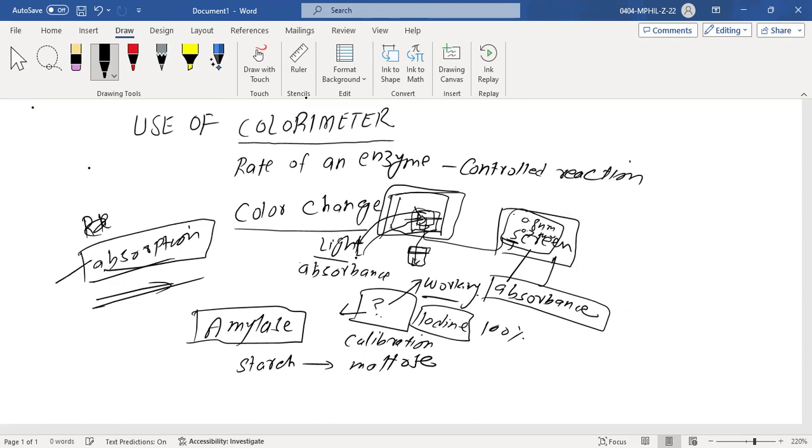This absorbed light will show us the rate of reaction. So our function was to find out the rate of reaction, the rate of reaction of any chemical reaction. What are we going to check here? We are going to check the function of this enzyme.